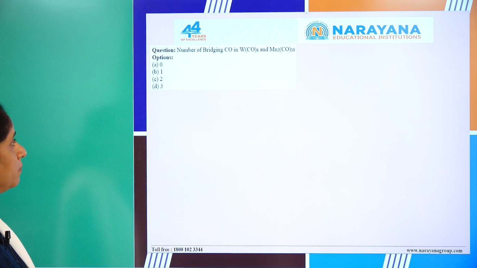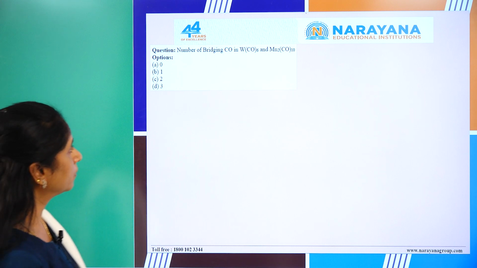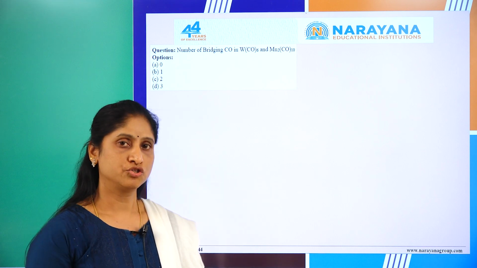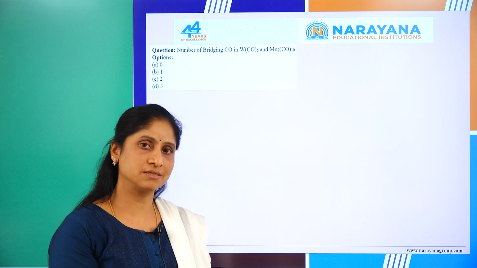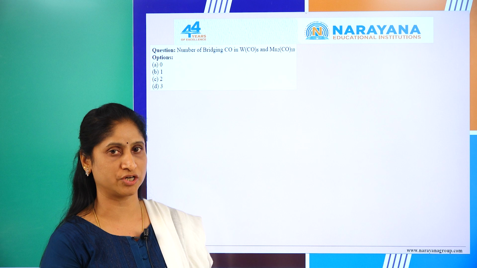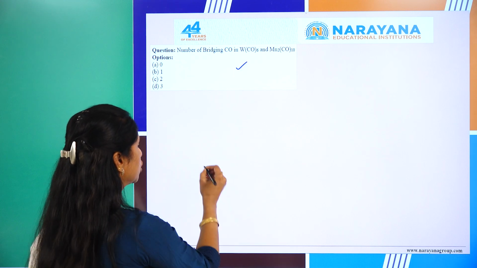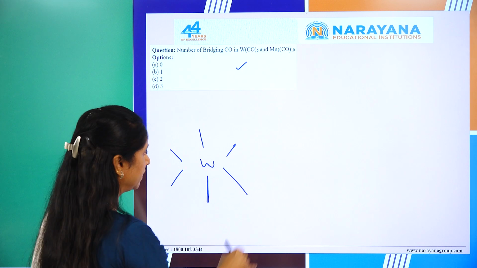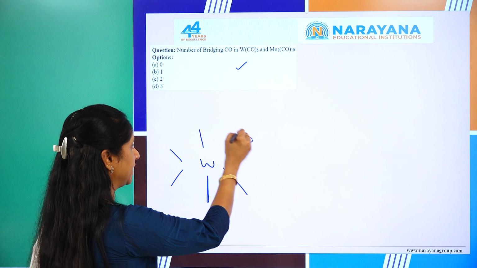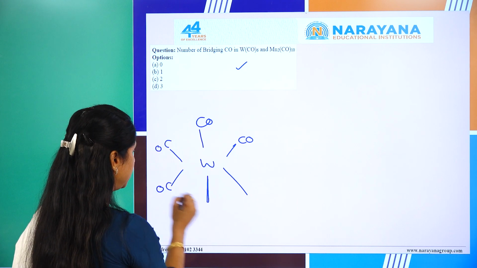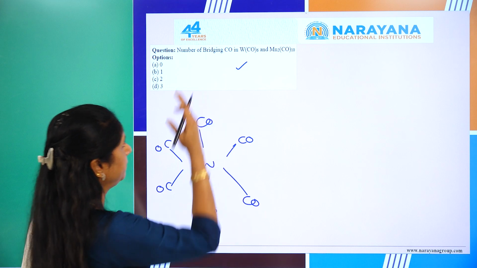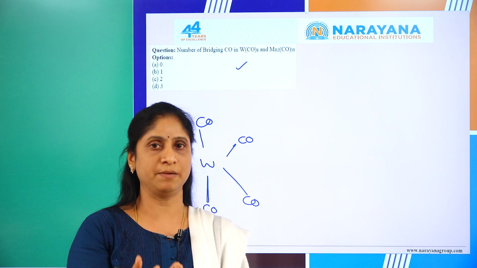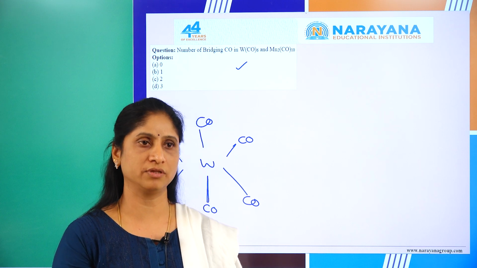They have asked the number of bridging carbon monoxide carbonyls in tungsten and a dinuclear complex of manganese. If you refer to NCERT, in the last pages under the complexes they have given these structures very clearly. It's a mononuclear complex. Around the tungsten, 6 carbonyls are octahedrally surrounded, where carbon monoxide is the ligand. Obviously, this option you can eliminate, right? Because there are no bridging ligands. If it is a binuclear complex, then there can be bridging. It's a single nuclear complex, so therefore there is no bridging.